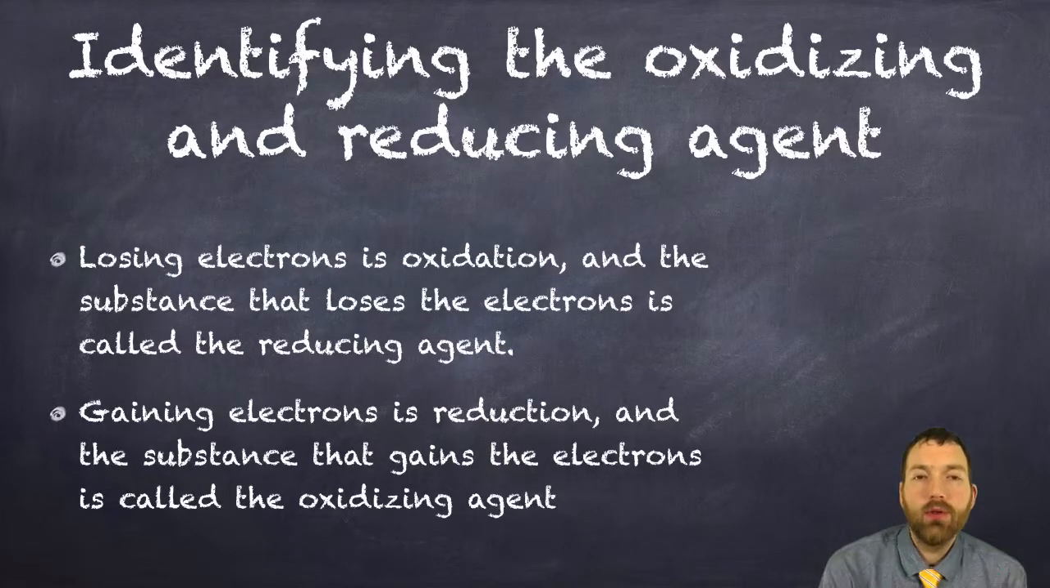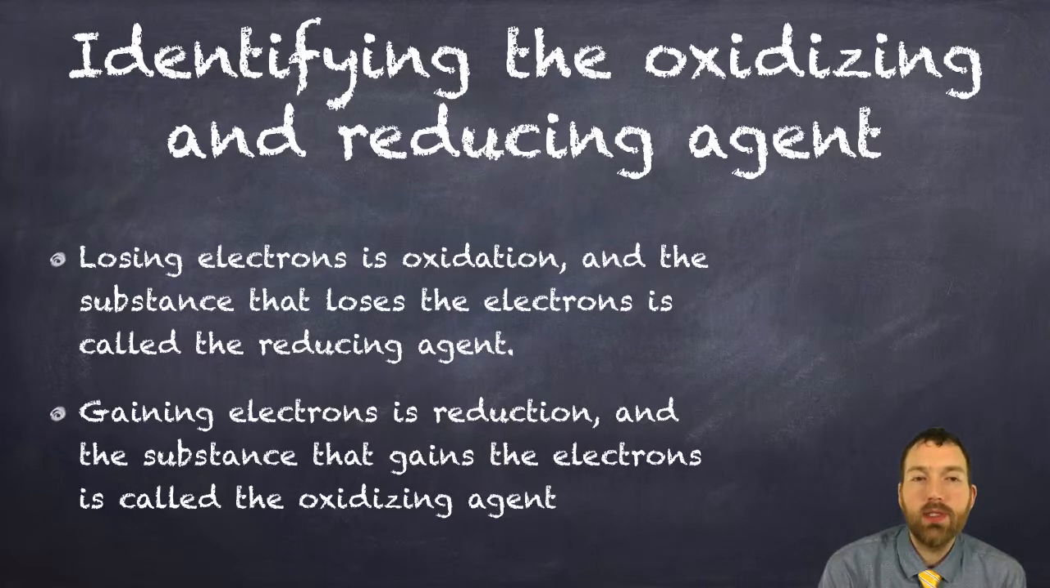If you are losing electrons, you're not just losing the electrons, you're going to make somebody else gain them. So you are the agent that's doing the reducing. Or if you're gaining electrons, you are, in a way, taking them from the other reactant. So you're the one that's doing the oxidizing. You're making the other reactant become oxidized. So that's why we call it the oxidizing agent.